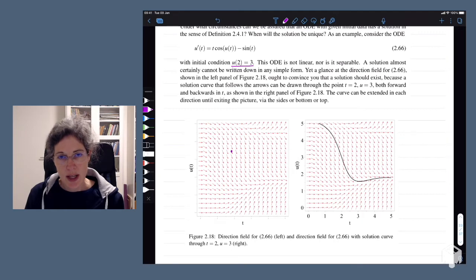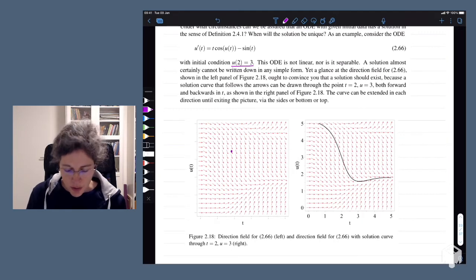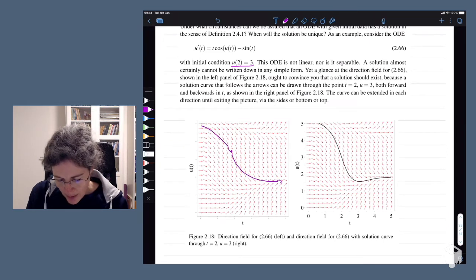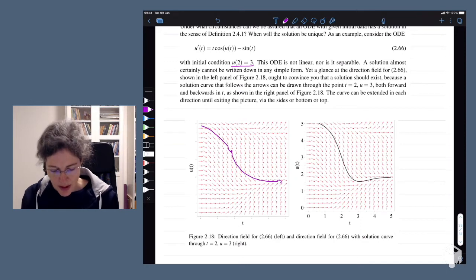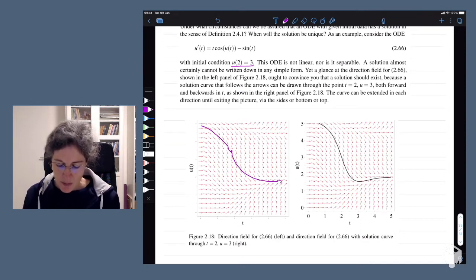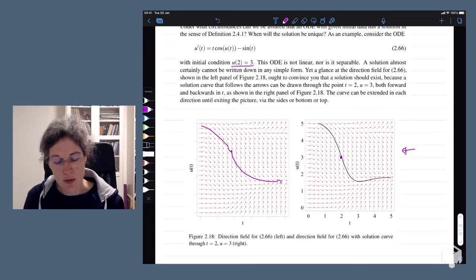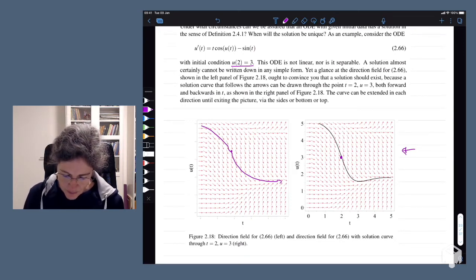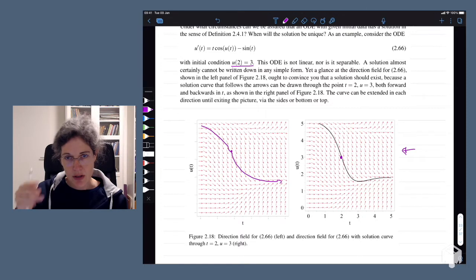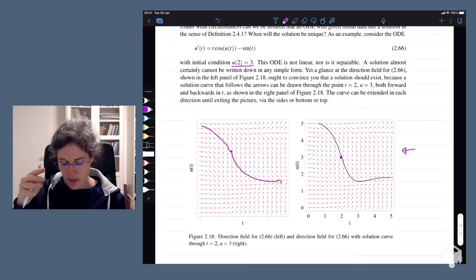It looks like you should be able to, at any rate, computationally find a solution, because you could certainly follow something down here. And it looks like it probably came from there. So it looks like there should be a solution. And in fact, on the panel on the right here, they've zoomed in a little bit. We're starting at the point 2, 3 here. It looks like you should be able to find a solution. And the reason one would think that there's a solution is because it looks like all the derivatives, all our little vectors, are behaving reasonably.